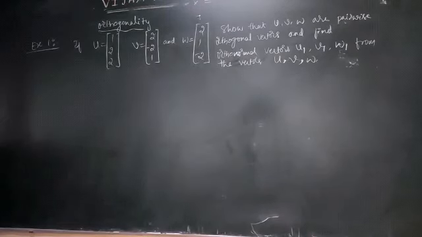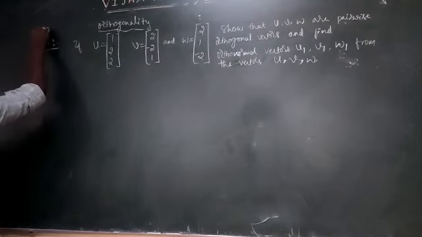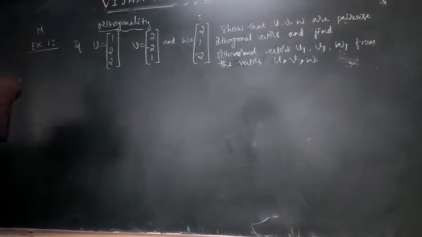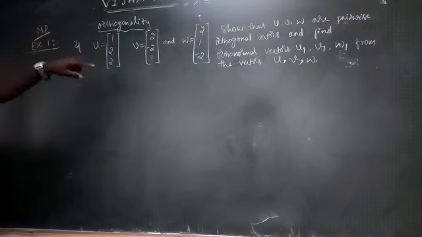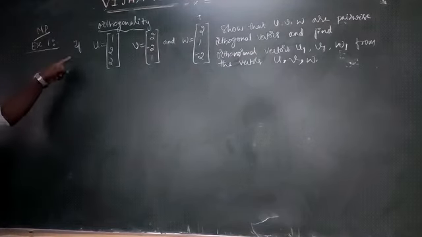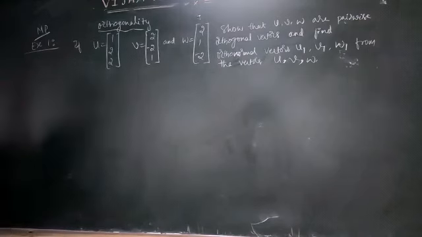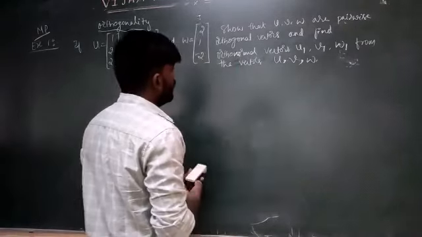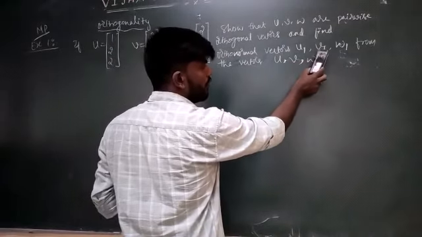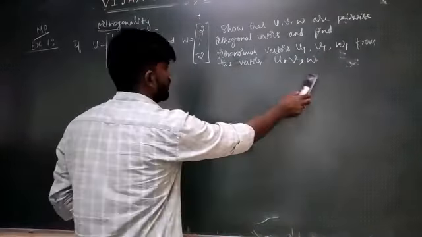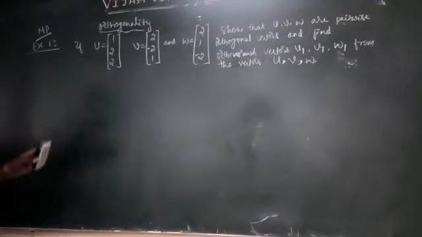So now we will see an example on orthogonal vectors, how to find orthonormal vectors. This is the model question paper problem. The problem is: if u, v and w are three vectors, show that u, v, w are pairwise orthogonal vectors and find orthonormal vectors u1, v1, w1 from the given vectors u, v, w.